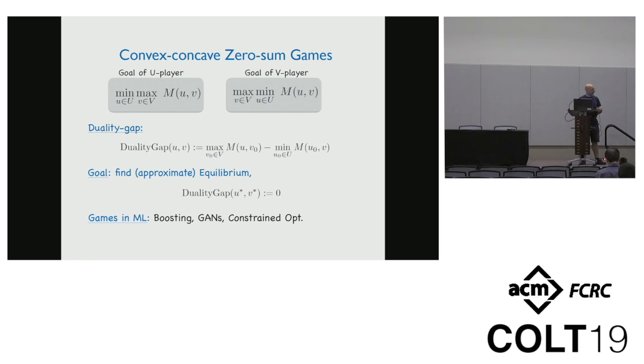Such games are prevalent in machine learning. For example, we have boosting, we have GANs, and we have constraint optimization problems.